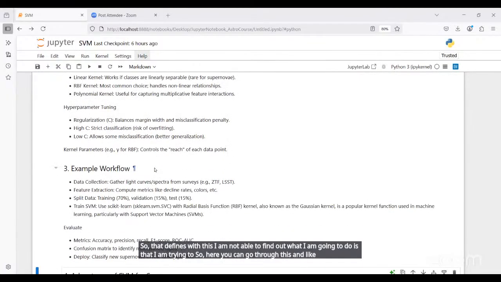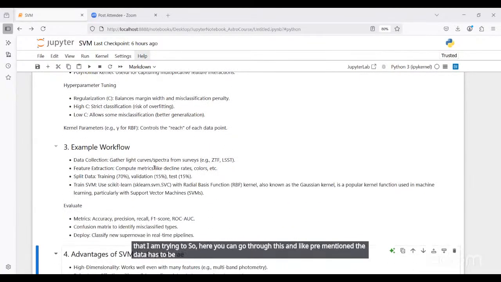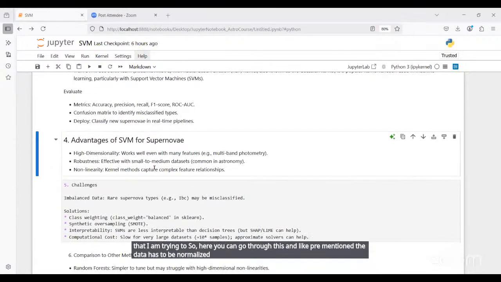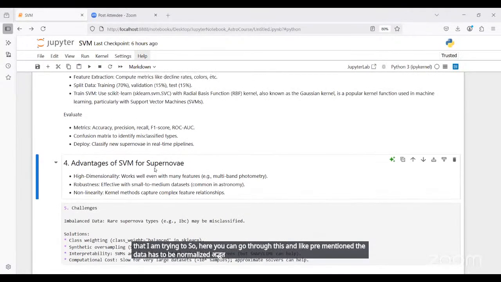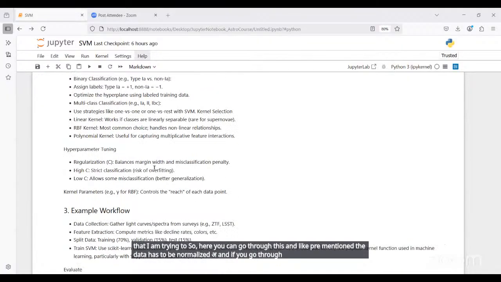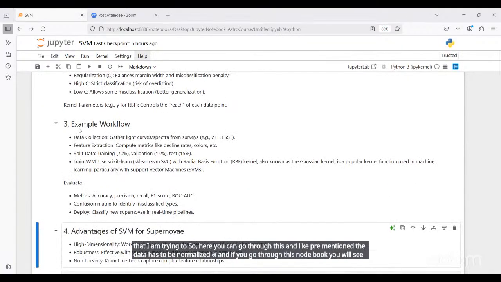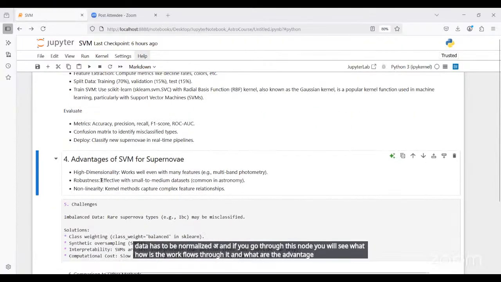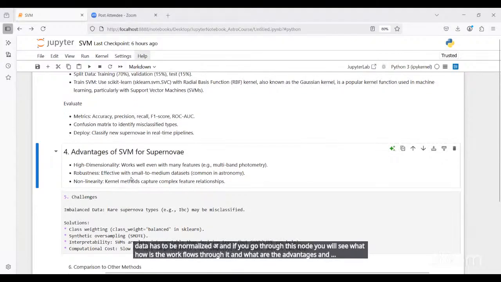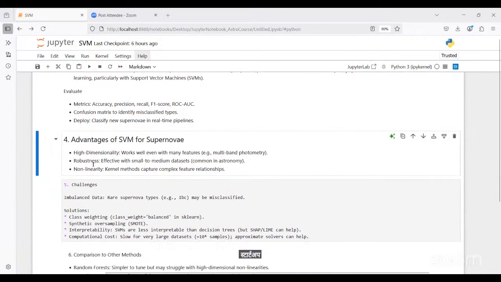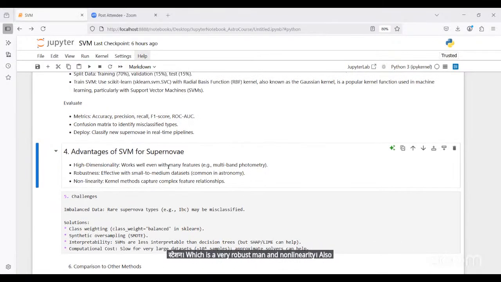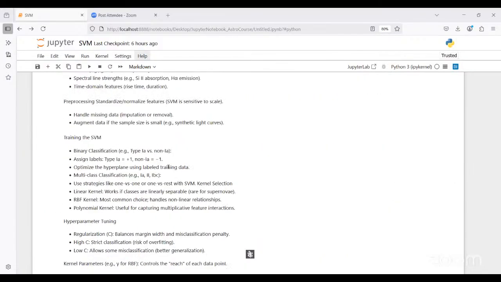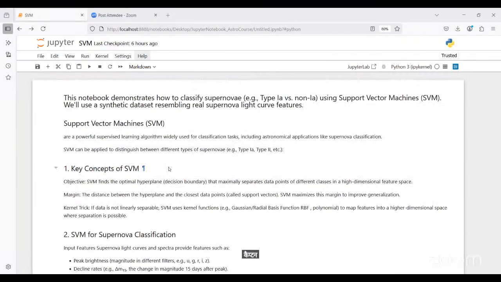And like Priya mentioned, the data has to be normalized. Otherwise, you have issues with it. And if you go through this notebook, you will see how the work flows through it, and what the advantages and disadvantages are. Advantages of SVM: for high dimensionality, it works very well. It's a very robust one, and non-linearity also gets captured very well. So these SVM models are extremely good.